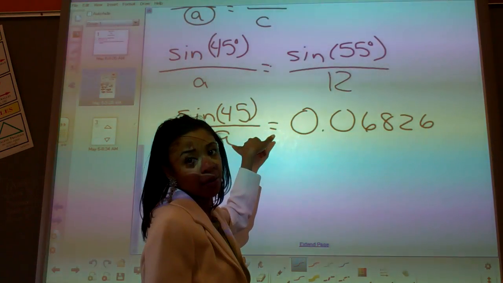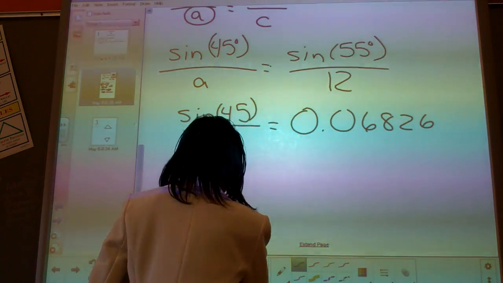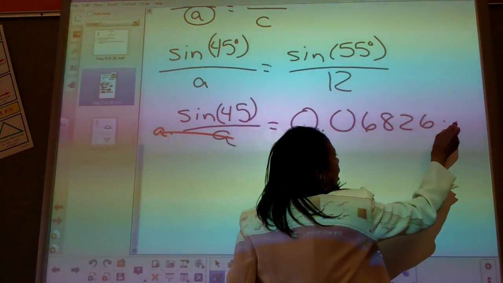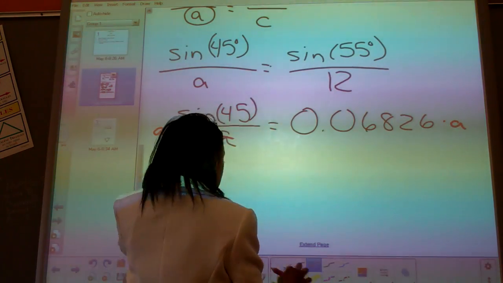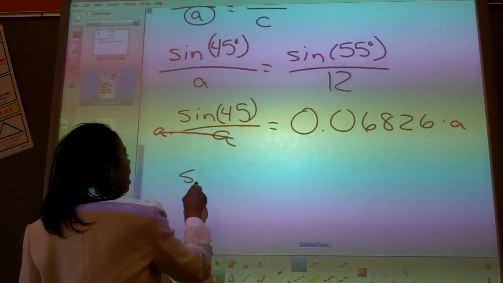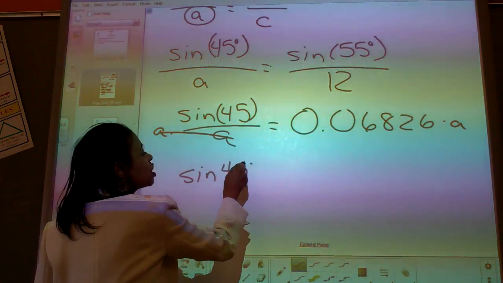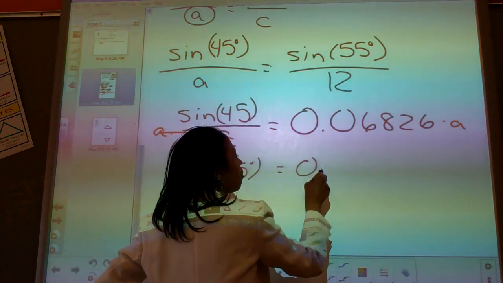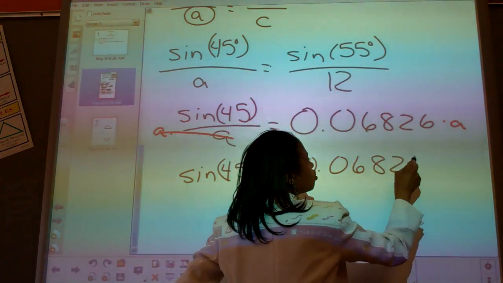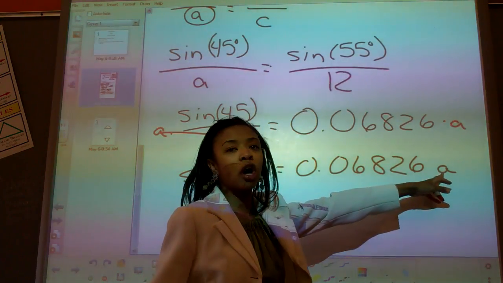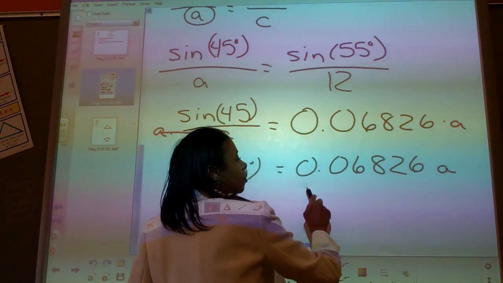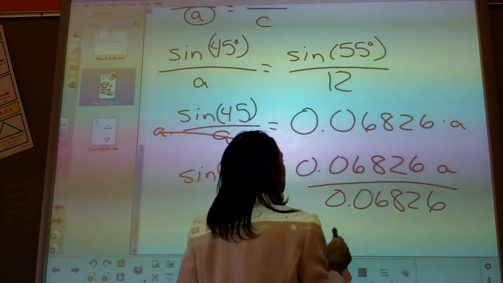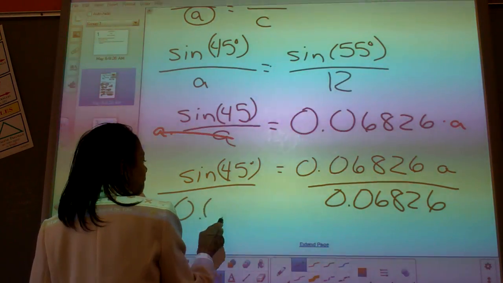I need A here. How do I solve for A? Well, I'm going to get A out of the denominator by multiplying both sides by A. I'm left with, on the left side, the sine of 45 degrees, which is a real number. We need to put this in the calculator. Sine 45 equals 0.06826A. We're solving for A, so I need to get rid of this number here. So I'm going to divide both sides of the equation by 0.06826.